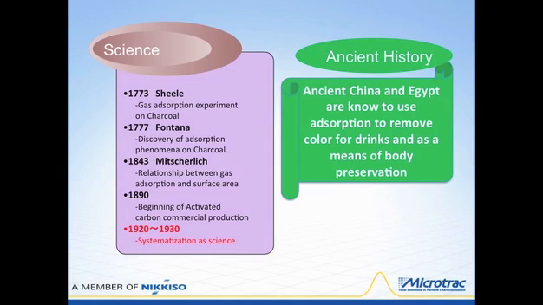Just as a little bit of history, when we look at the science of surface area measurement, it dates back all the way to 1773, and through a number of years we finally come up to about the 1920s, 1930s, when various scientists started taking a look at the systematization of surface area measurement as a true science.